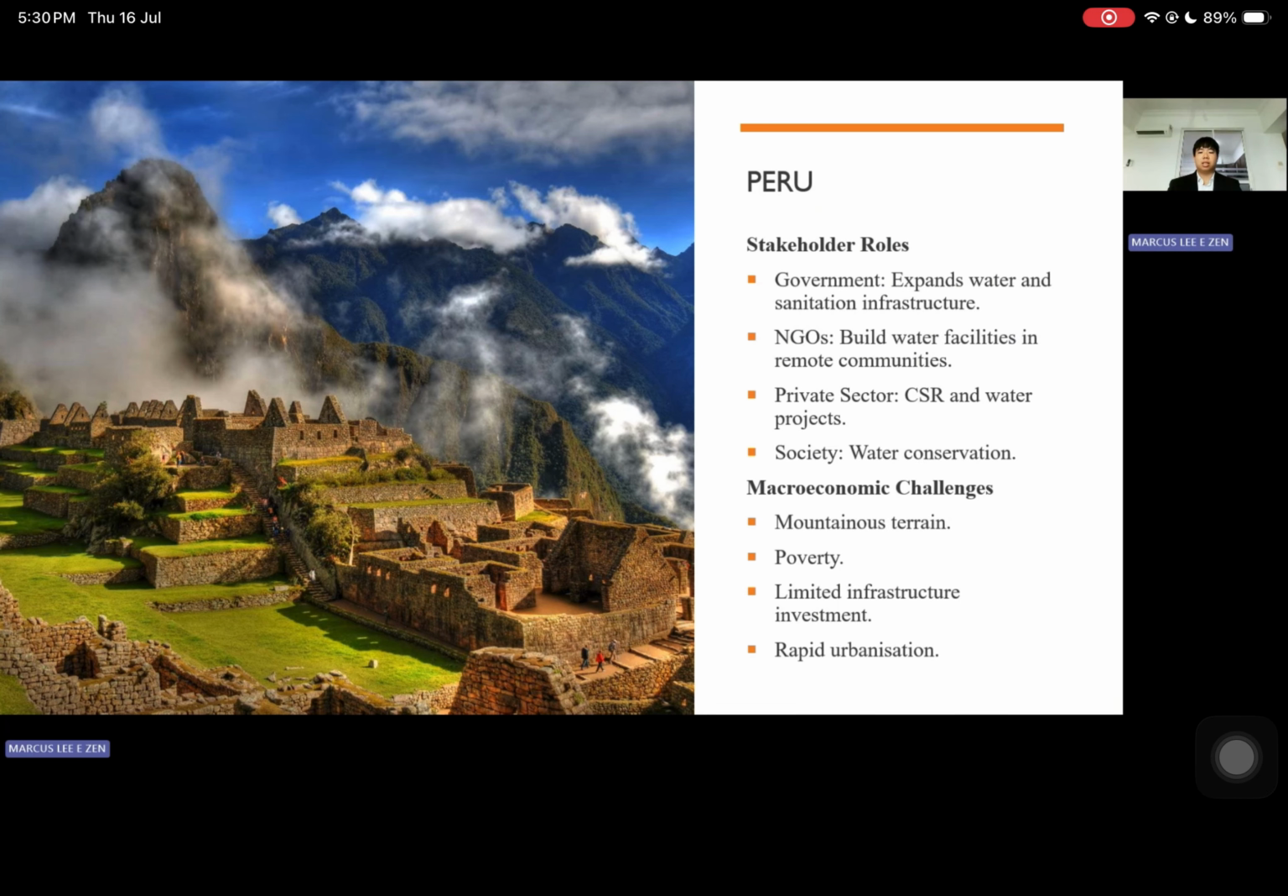This includes difficult mountainous terrain, poverty, limited investment in infrastructure, rapid urbanization, and the effects of climate change, which make it harder to provide equal access to clean water.